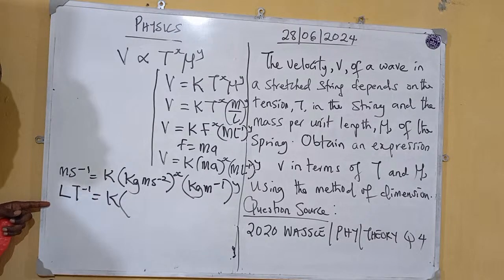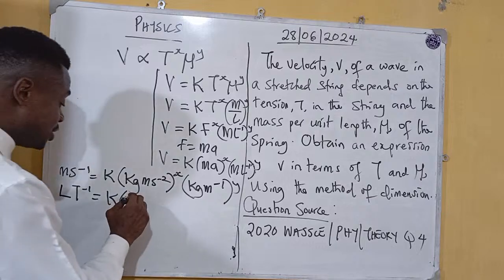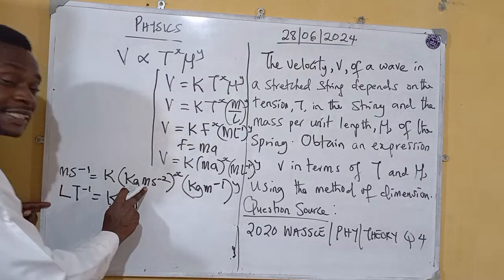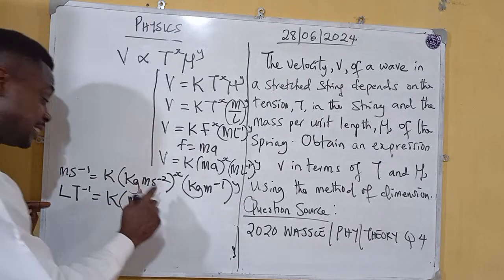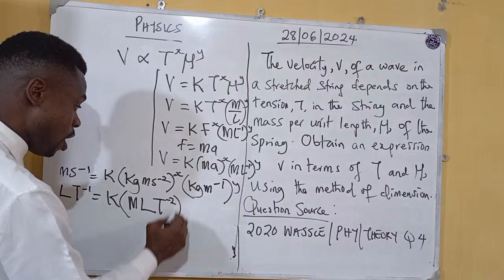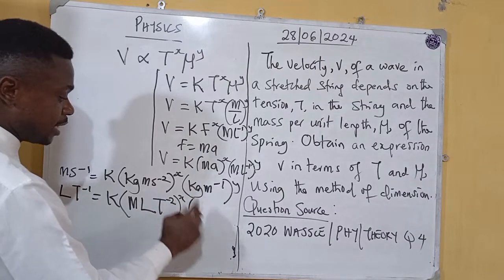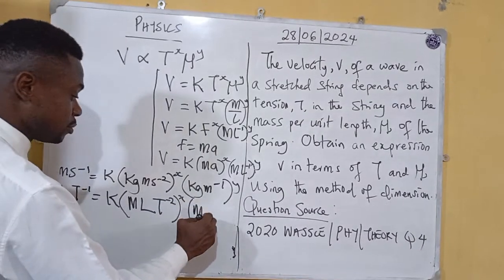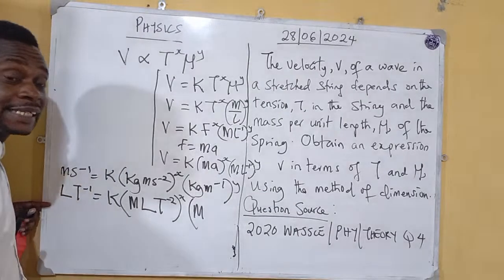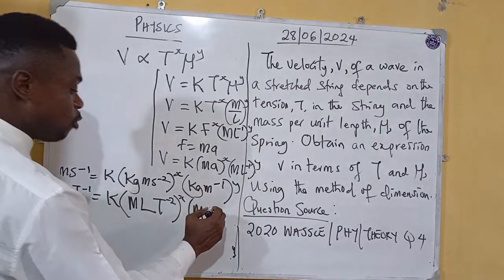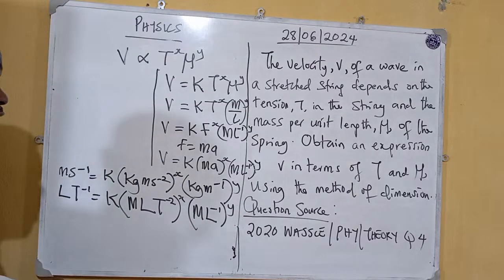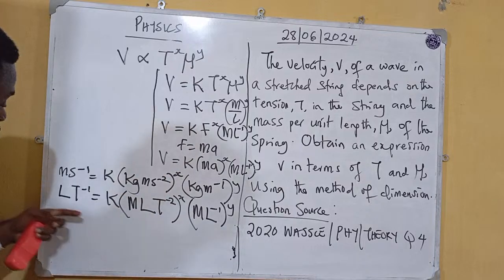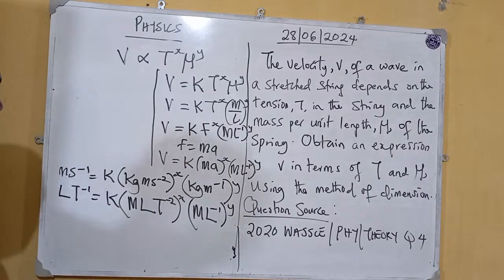Bracket open. This is kilogram, mass, capital M in dimension. This is meter, which is capital L. This is seconds, which is capital T, T raised to power minus 2, or raised to power X. This is kilogram, mass, capital M. This is meters, capital L, raised to power minus 1, or raised to power Y. Good. This is where we are now. Have you seen? We have reduced all these things to what? MLT. Now, let us use the law of indices to do this.